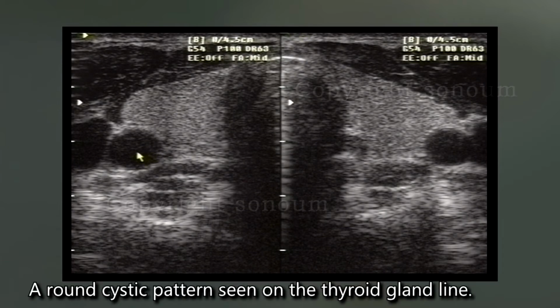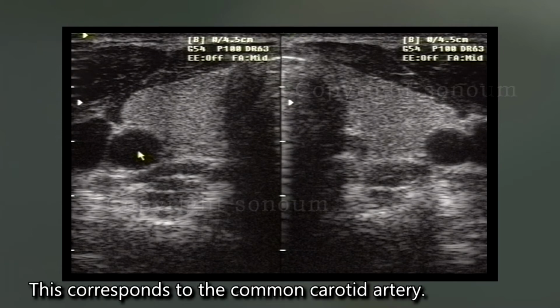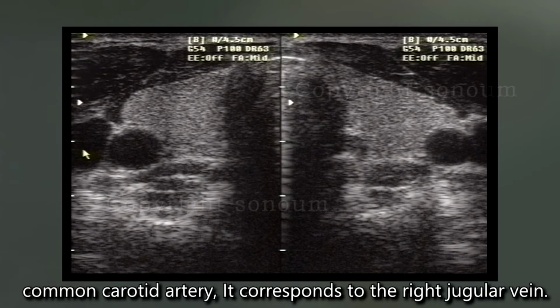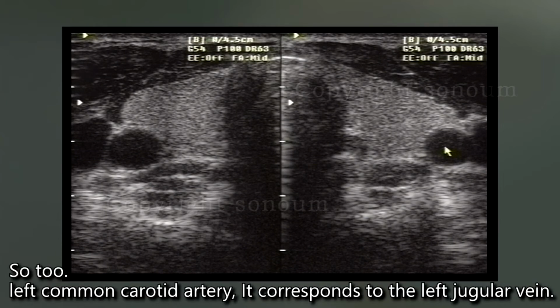A round cystic pattern seen on the thyroid gland line corresponds to the common carotid artery. The one on the outside corresponds to the internal jugular vein. The right common carotid artery corresponds to the right jugular vein, and so too the left common carotid artery corresponds to the left jugular vein.